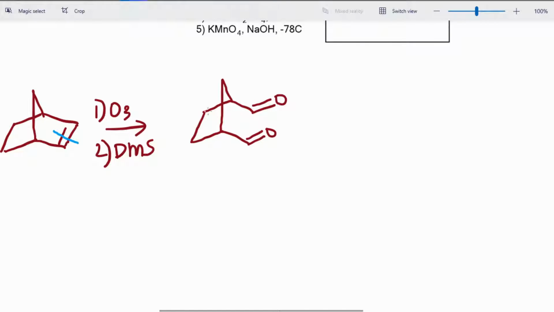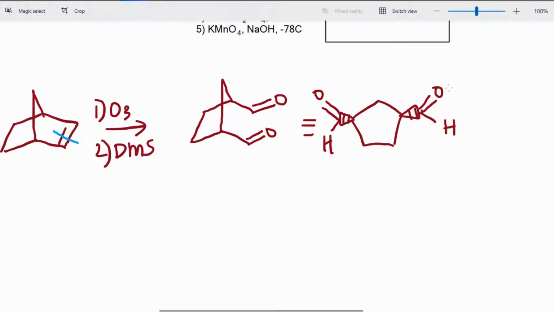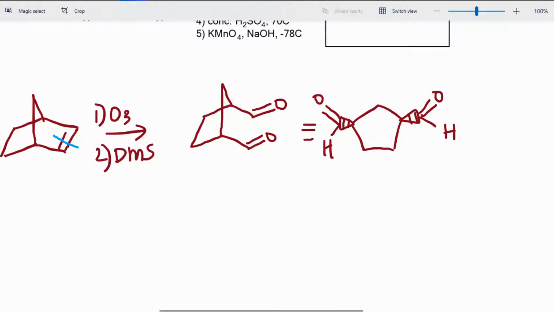And so this is the 3-dimensional view of the product, but if you wanted to draw it in a planar format, one representation can be seen like this. So there's a hydrogen protruding off of there, hydrogen protruding off of there. Okay, so these 2 compounds are equivalent, and that's what we've done for the first steps.